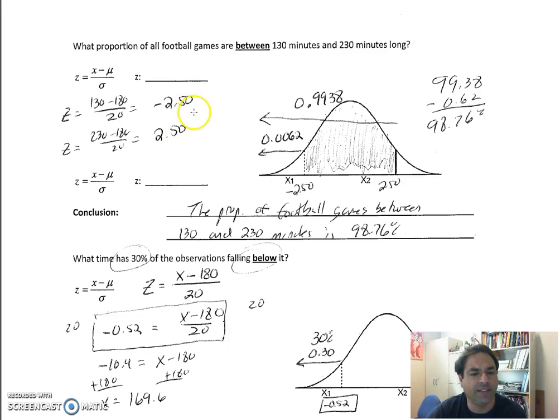Now it's interesting that we got the same number, just one negative, one positive, and the reason for that is they are the same distance from the mean. One's to the left, one's to the right. So negative 2.5 would probably be a little further down here.